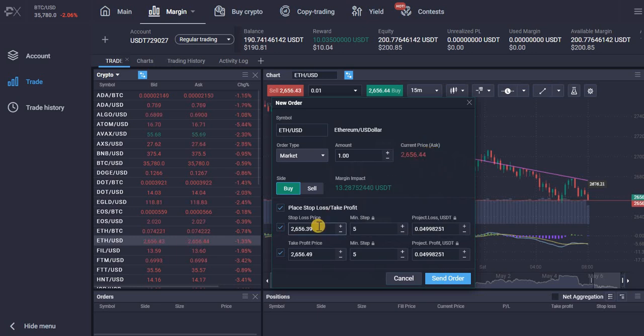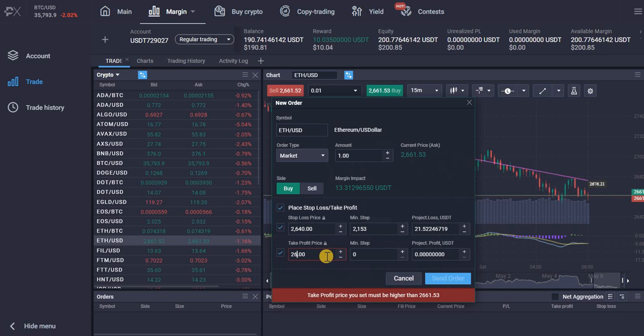So I would go ahead and input my stop loss right here at around 26.40 and my take profit would be at around 26.90. You can see right here that my estimated loss is at around 21 USDT and my estimated profit is at around 28 USDT. If I am to place a trade right here, keep in mind that I am going to pay fees. Now let me show you the exact fees that you are going to be paying when you place this order.